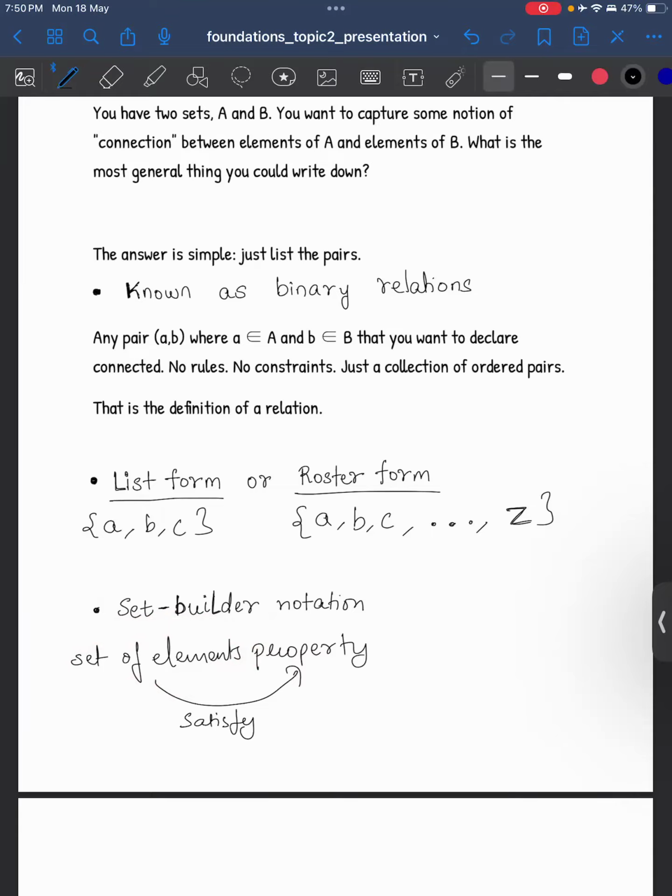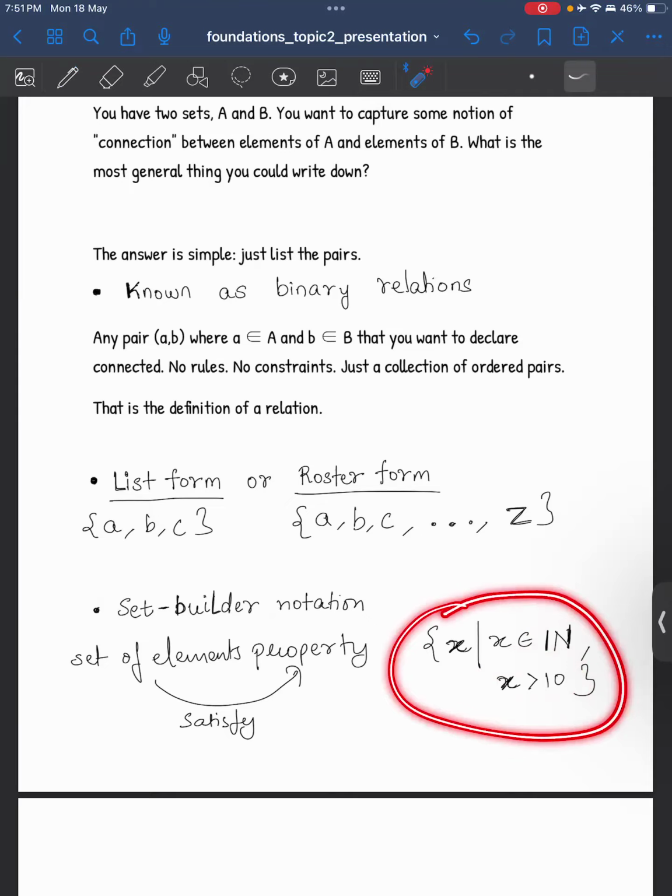For example, we can say the set of x such that x is, let's say, a natural number, because we have seen natural numbers and it's easy to understand, such that x is greater than 10. So we are creating a set from the set that we already know exists, the set of natural numbers. And from there, we are only picking all the natural numbers that satisfy the property of being greater than 10. So this is the set builder notation. And this is the list form.